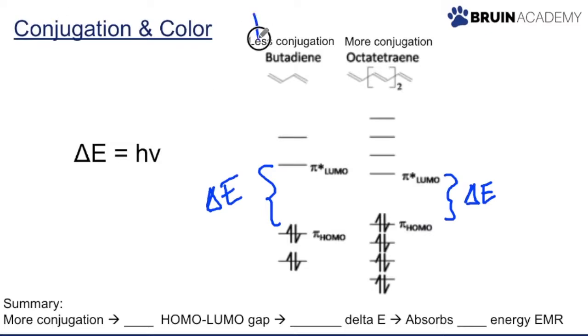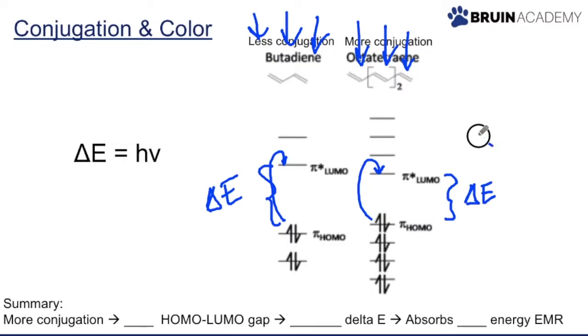So let's say that a photon of light comes in and strikes these molecules here, and these electrons in the p orbitals get super excited and they jump up to the next lowest unoccupied molecular orbital. And something important to note here is that the energy of the photon that strikes this molecule is equivalent to this energy right here.